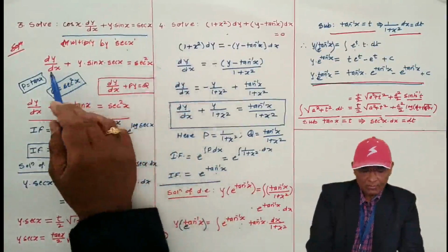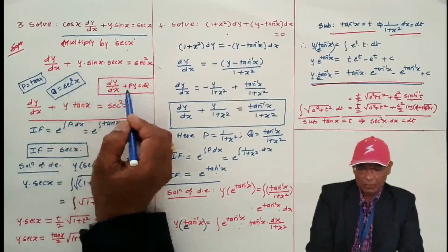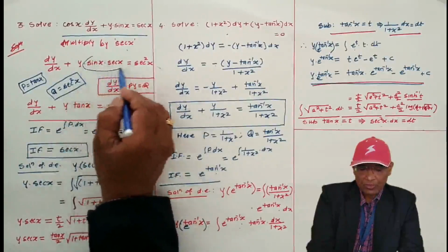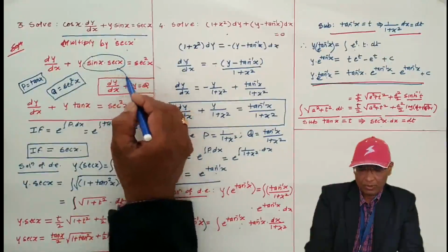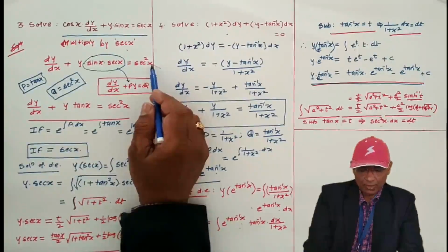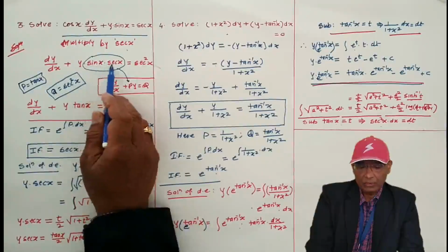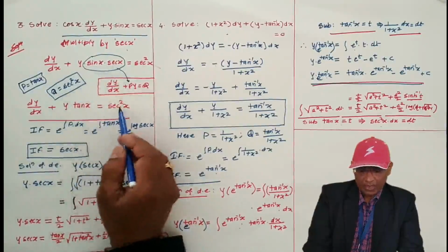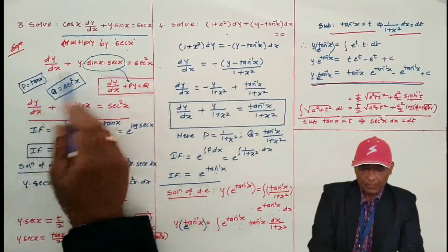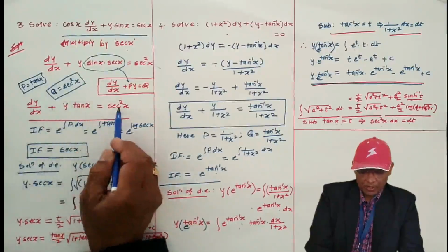Now this differential equation is in the standard form: dy by dx plus py equal to q, where p is the coefficient of y, and the right hand side is sec square x. Now in dy by dx, one more step I have added: sin into 1 by cos means tan, and sec square. Here this is p, which is tan, since sin into sec is tan. So this is p, this is q.